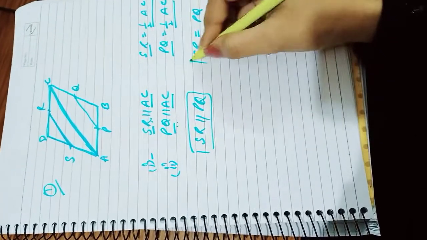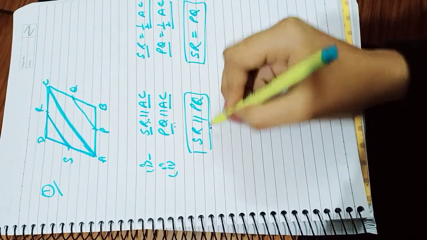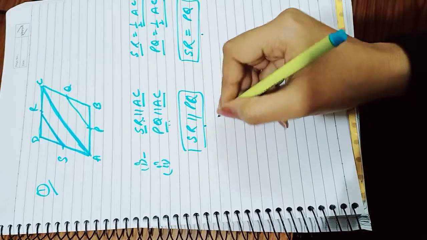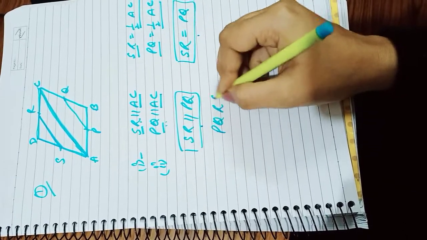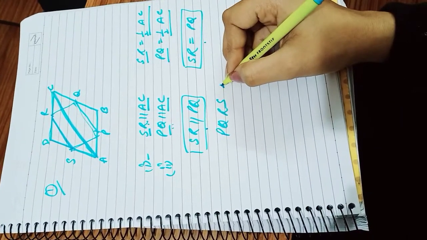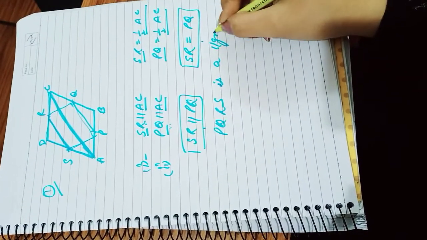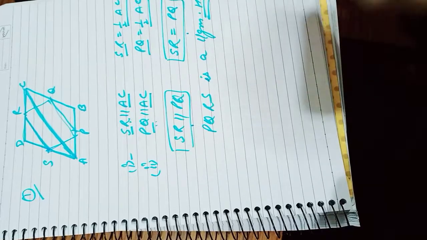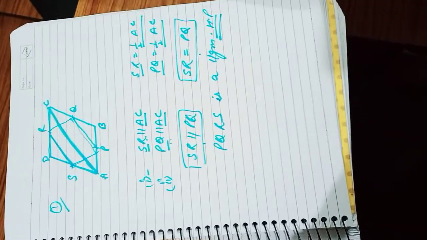So if one pair of opposite sides is parallel and equal also, then quadrilateral PQRS would be a parallelogram, hence proved. That's it. This was the first question only.